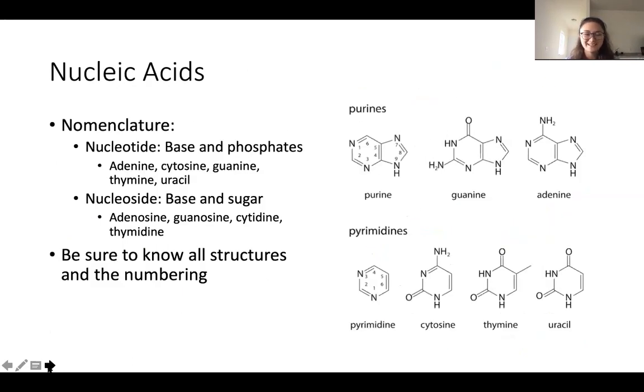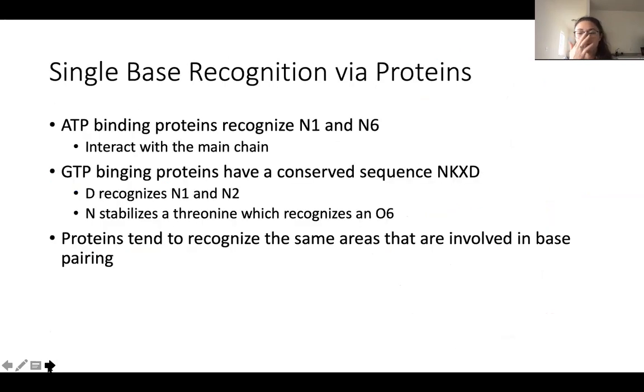I probably should have drawn this out, but as an exercise, you can draw out and see exactly what these N1, N2, O6 correspond to. And then you can realize that these are actually the same areas that are involved in base pairing, which is interesting. So basically the things that allow G to bond with a C and an A to bond with a T and not the other way around are the same things that allow proteins to recognize and distinguish between an A and a G.